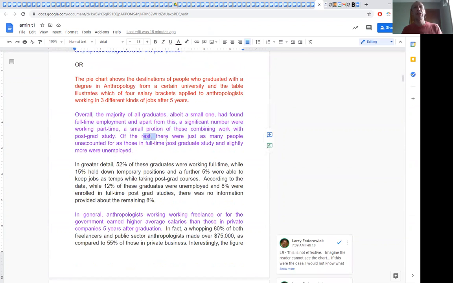Of the rest, there were just as many people unaccounted for, meaning with no information, as those in full-time postgraduate study, and slightly more were unemployed. Kind of trying to fit everything in with a typical overview, not mentioning any numbers, but even my writing there, I don't like it so much either. It's looking a little bit awkward as well.